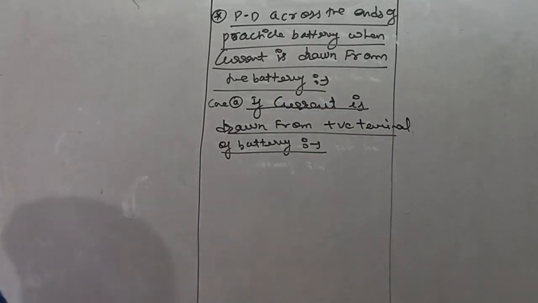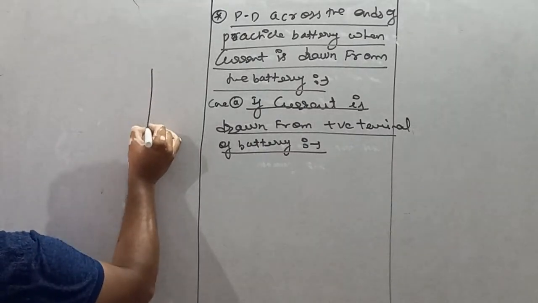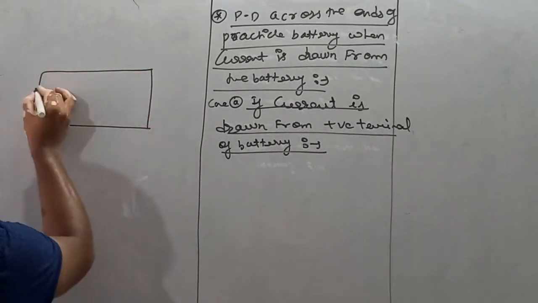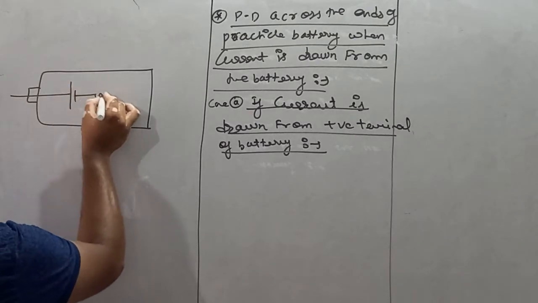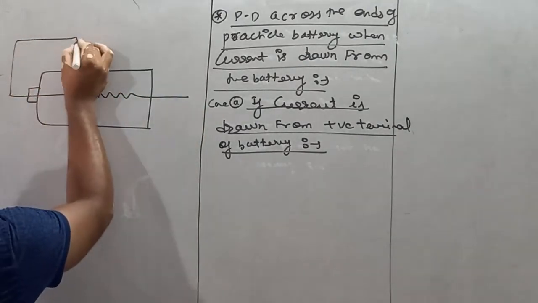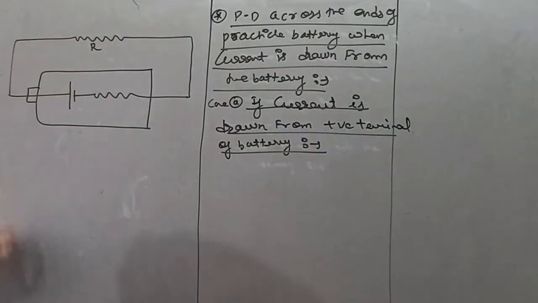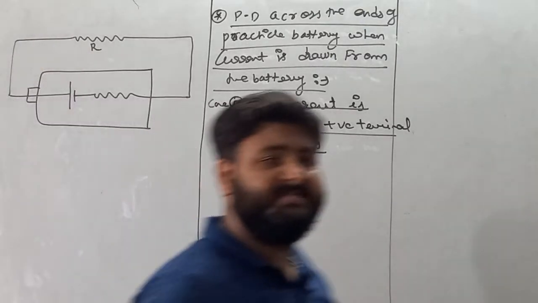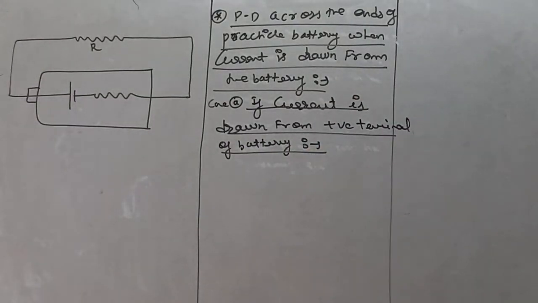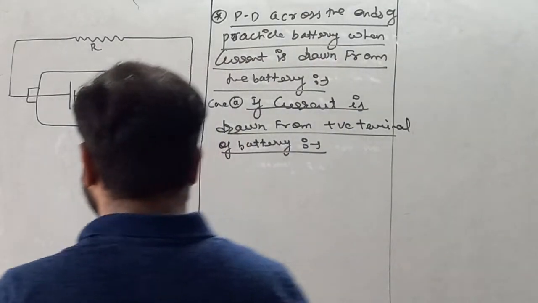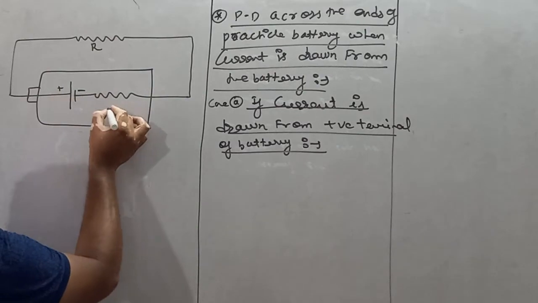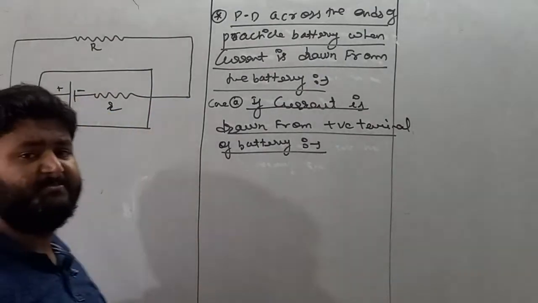So see my dear student, let's suppose we have a practical battery and now the battery is connected with an external circuit, hence current is drawn from the battery. So let's suppose this is our external circuit in which resistance is there. Resistance means any electrical device. Let's suppose the external circuit carries resistance R. So this is our practical battery. This terminal is said to be positive, this is negative, and this is our internal resistance, my dear student.